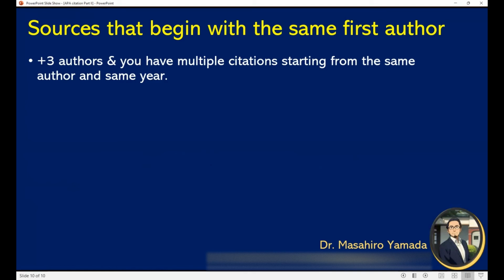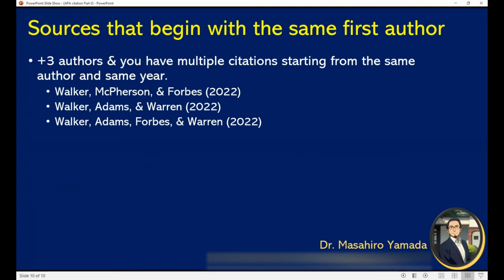The only tricky part about the in-text citation is when you have multiple works starting from the same first author, but the second, third, fourth, or other authors are different. If we just apply the same rule, it's going to be Walker et al. 2022. The second one is also Walker et al. 2022. And the third one is also Walker et al. 2022. So readers would not know which evidence you are talking about. When you encounter this situation, you have to list the last names until the source is identifiable.